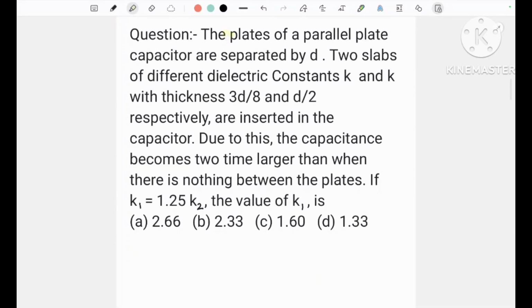Next, the plates of a parallel plate capacitor are separated by D, two slabs of different dielectric constant K1 and K2 with thickness 3D by 8 and D by 2 respectively are inserted in the capacitor. Due to this, the capacitance become 2 times larger than when there is nothing between the plates. If K1 is 1.25 K2, the value of K1 is 2.66, 2.33, 1.66, 1.60, 1.33.